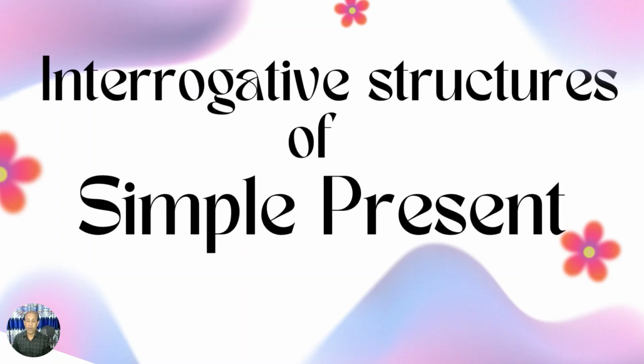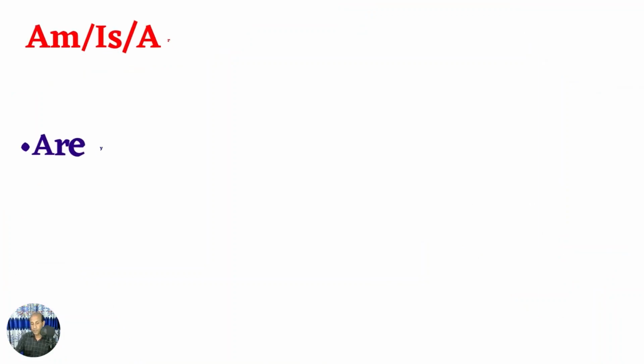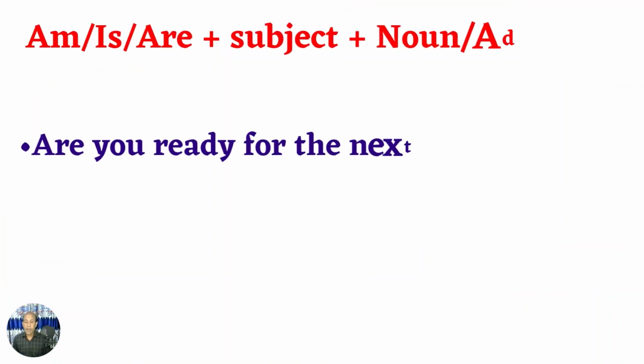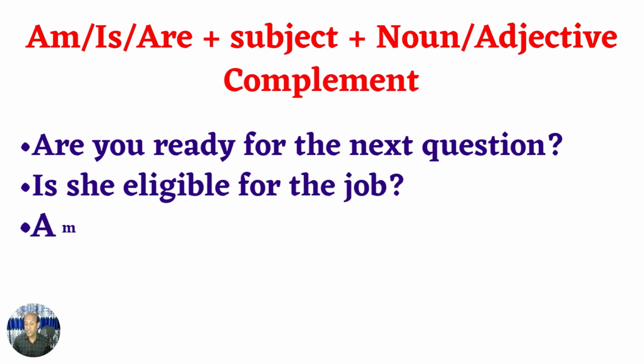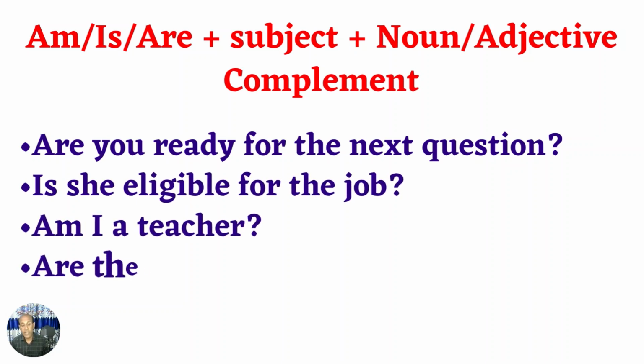Interrogative structures of simple present tense. Am/is/are plus subject plus noun or adjective complement. Are you ready for the next question? Is he eligible for the job? Am I a teacher? Are they doctors? Here: are you ready? Is she eligible? Am I a teacher? Are they doctors?